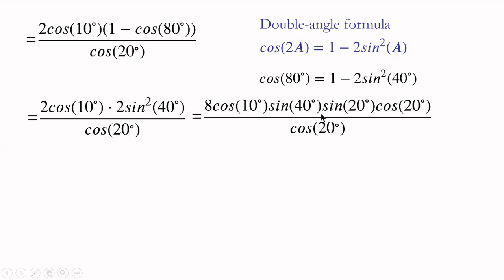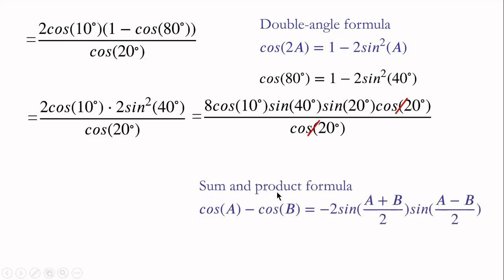By applying the double angle formula for sine to one of the sine 40 degrees, we can now write 2 sine 20 degrees cosine 20 degrees. So we now have 2 cubed in the numerator. So we can now write 8 cosine 10 degrees, sine 40 degrees, sine 20 degrees, cosine 20 degrees in the numerator, and that and the cosine 20 degrees in the denominator cancel.